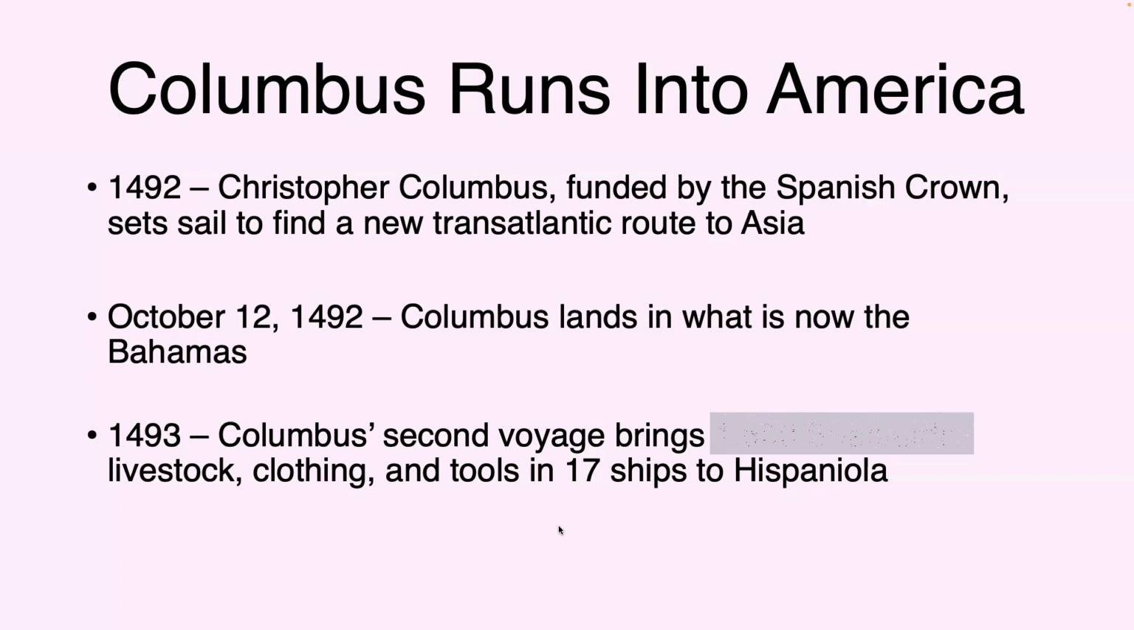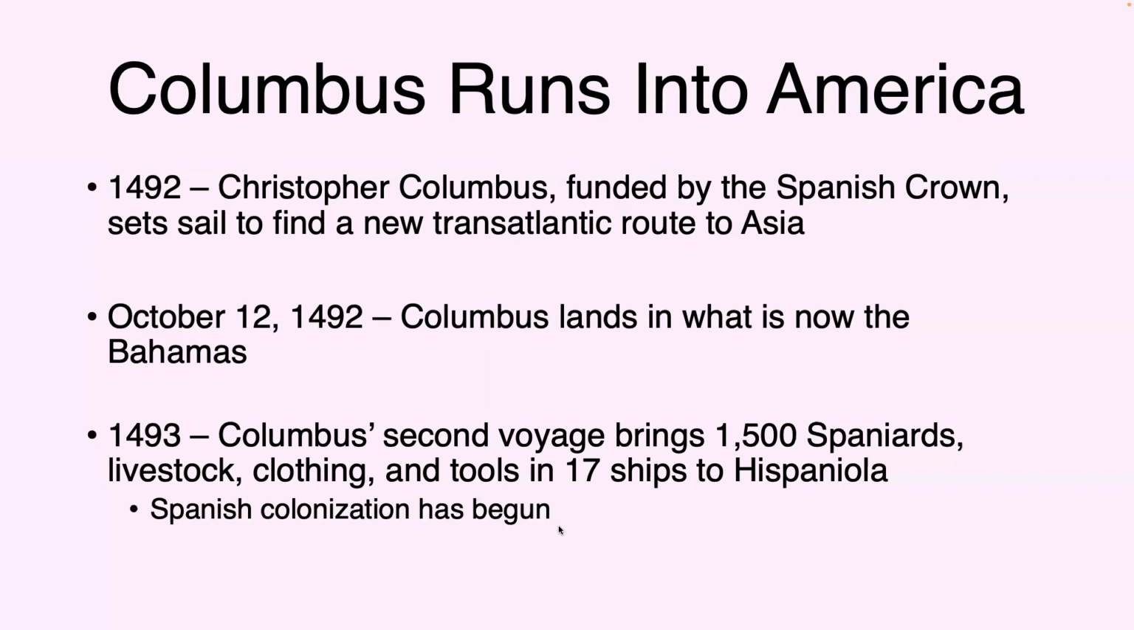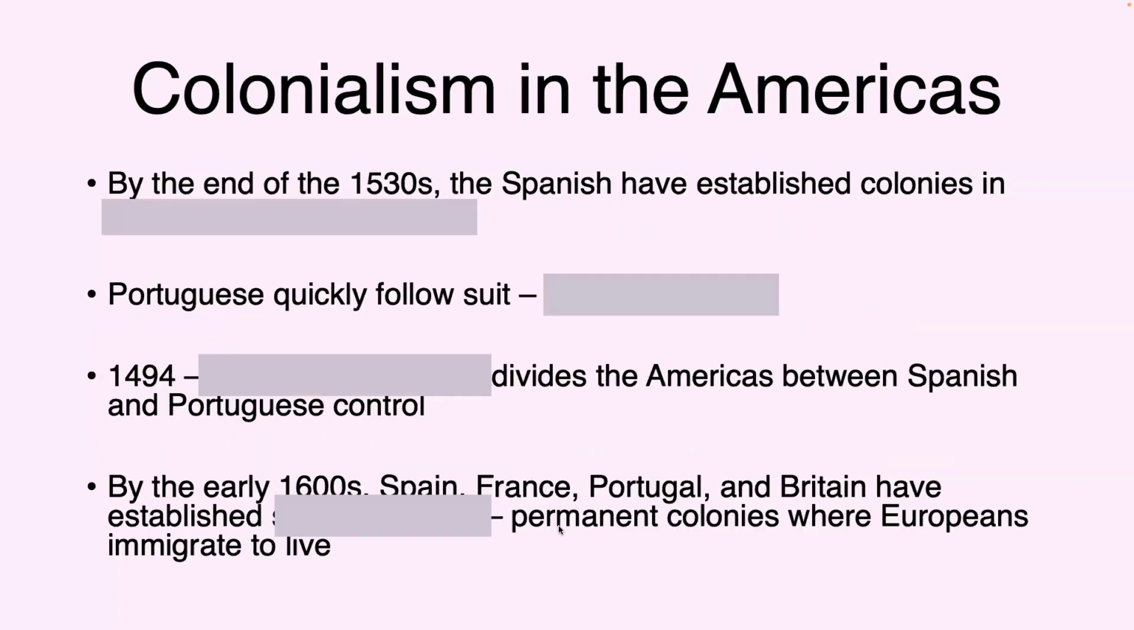And in 1493, Columbus's second voyage brings 1,500 Spaniards. He brings livestock, clothing, tools, and 17 ships to Hispaniola in the Bahamas, the Caribbean area. And with that, Spanish colonization has begun.